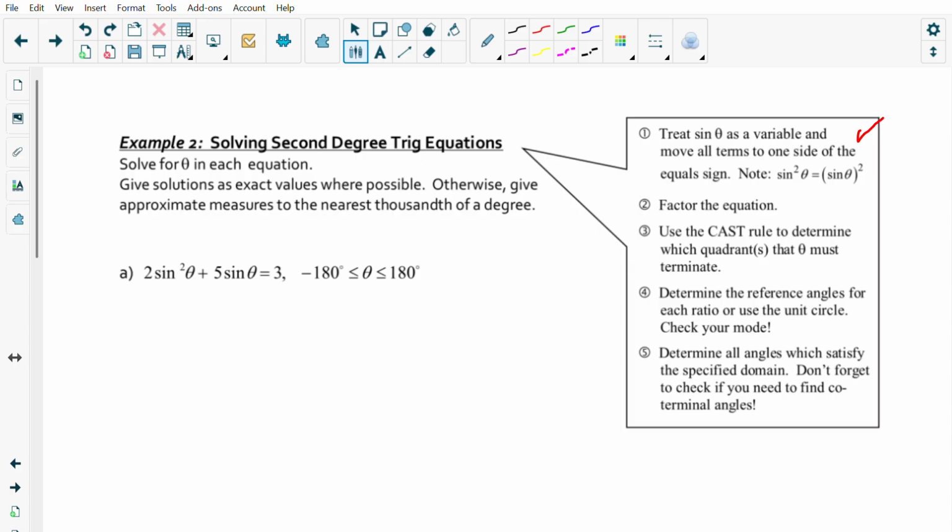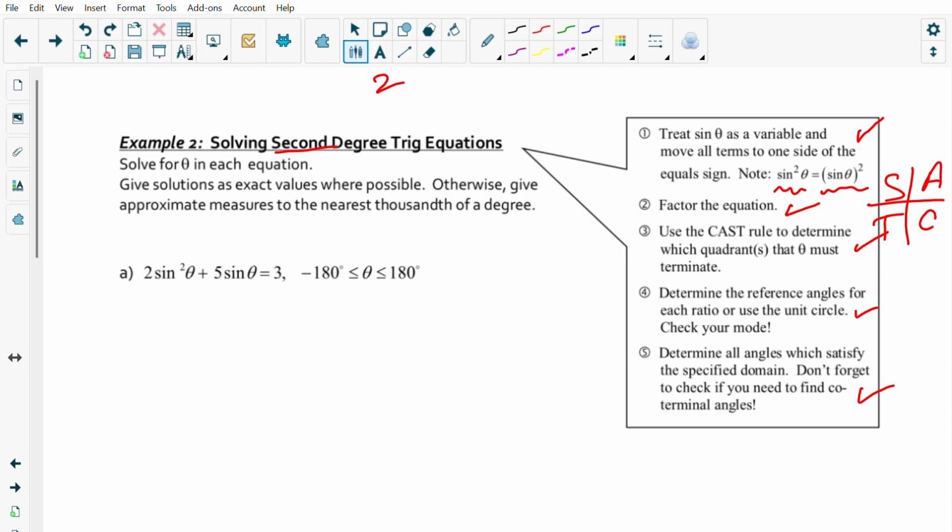Treat sine of theta as a variable and move all terms to one side. Note, sine squared of theta, this is just a notation thing. It's the same as in brackets, sine of theta, entire thing squared. Factor the equation. Now that we have a second degree equation, right, we'll have an exponent of 2. We might need to factor. Use the CAST rule. Okay, so remember CAST, C-A-S-T. Determine reference angles for each ratio using the unit circle. Check your mode, degree or radians, and then determine all angles which satisfy the specified domain. Check for coterminal angles.